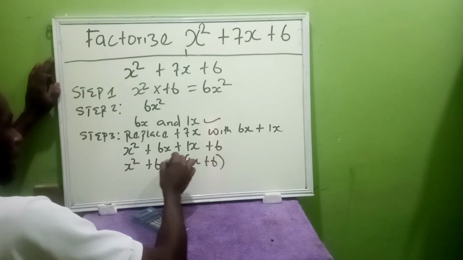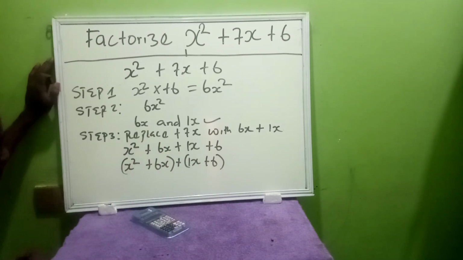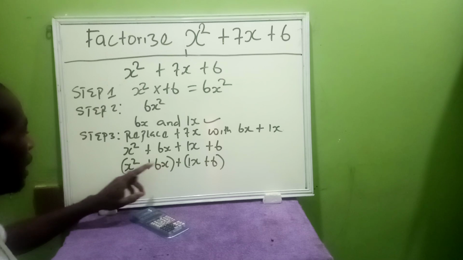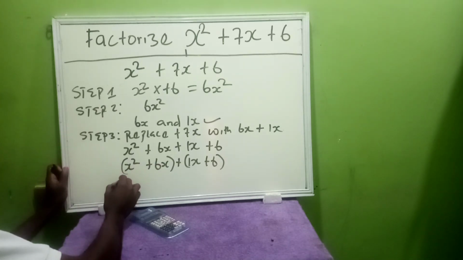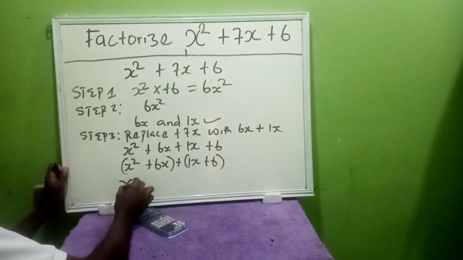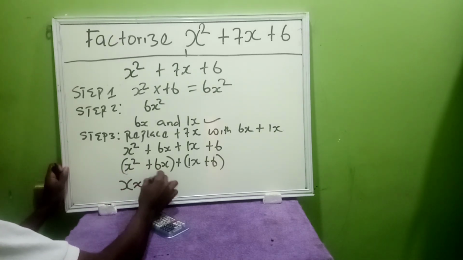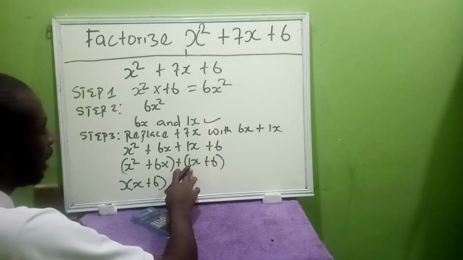We close our brackets. What do they have in common? You can see x here, you can see x here. Bring one of the x out, then we are left with ordinary x. Now, when we remove x from here, we are left with 6. Here will be plus 6.